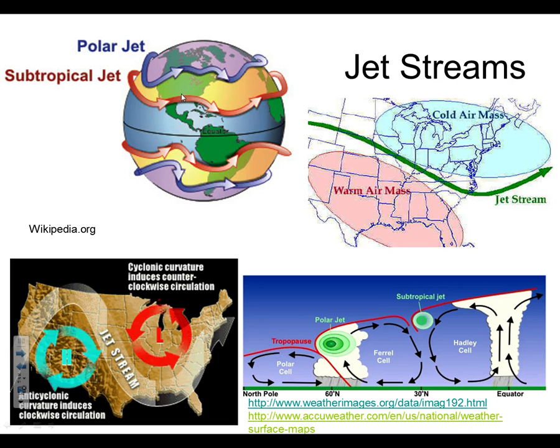Well, what causes them, and why are jet streams important for weather? They're caused by differential heating, which causes pressure differences. So you see in this animation, we have high pressure here, low pressure here. Where they're spinning, it's going to make it really fast going through here.